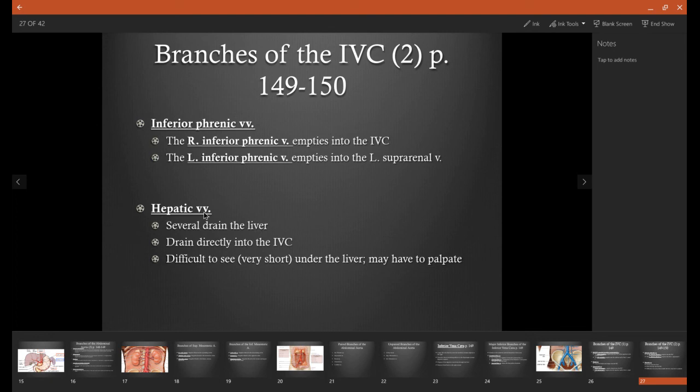We also have hepatic veins. These are going to be on the back of the liver, draining the blood that goes to the liver first. We'll talk more about the blood going to the liver first from the intestines. But once the liver has processed the blood, it has to return back to the inferior vena cava, and that's what these vessels are doing. They're draining the blood from the liver that has already been processed and taking it back into the inferior vena cava.